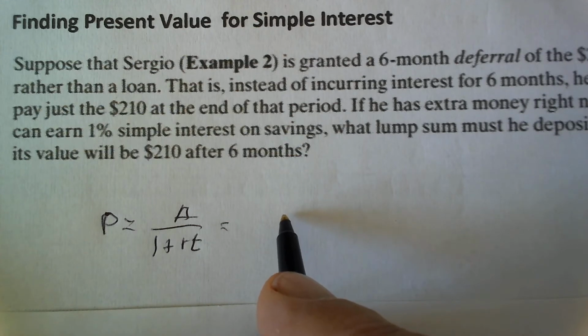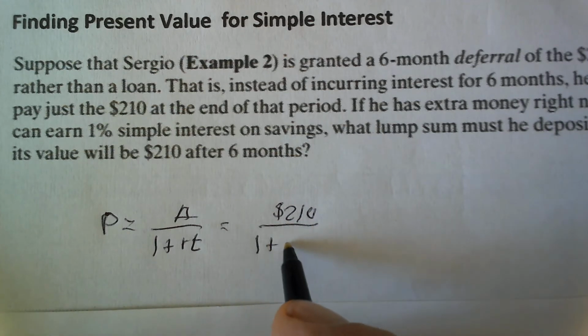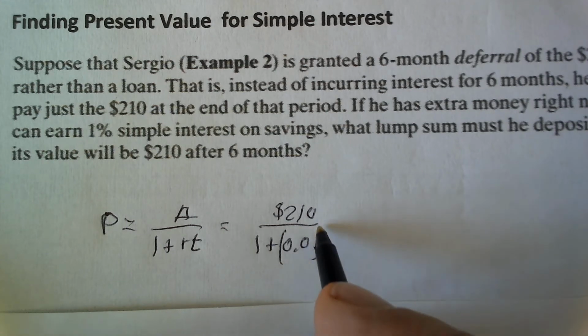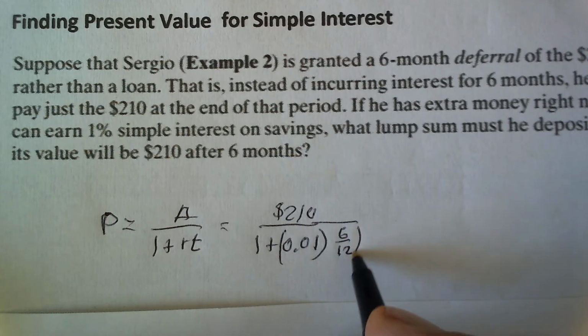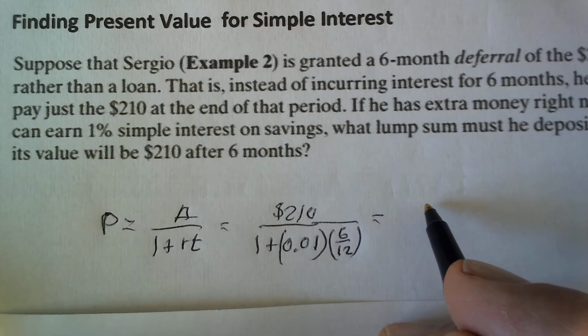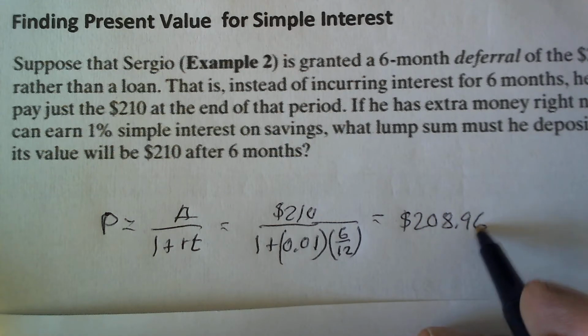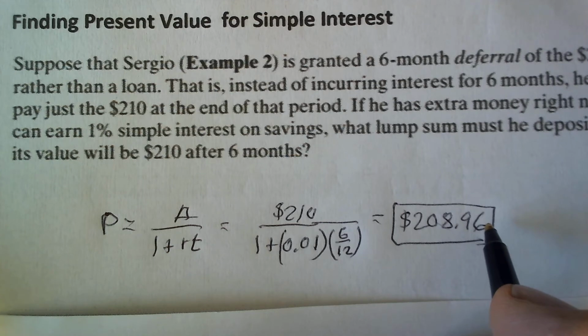So that would be $210 for the future value, $210 divided by 1 plus 0.01 times 6 months, which would be 6 divided by 12 of a year, a half a year obviously, and that is equivalent to $208.96. What this means is that by depositing $208.96 now, which grows at a rate of 1% simple interest, then after 6 months there will be $210 in the account.